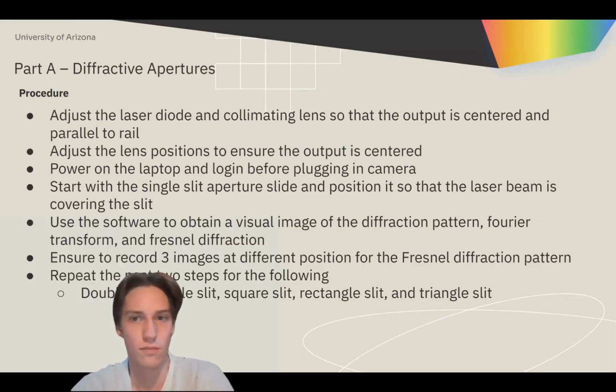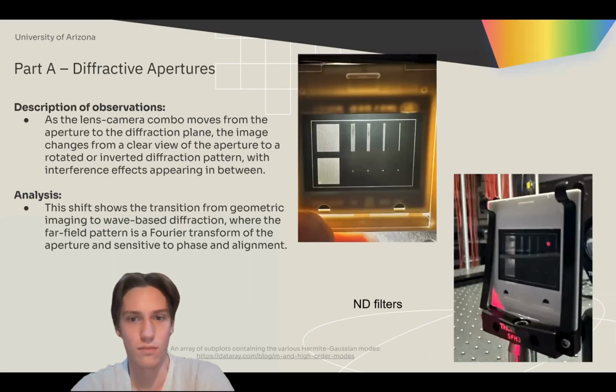If you look here, and pause whenever you want to look at it, is the procedure in which we did to collect our measurements. So what happened is that we had many different apertures, such as double slit, single slit, triangle, rectangle, square, circle, etc. And we used ND filters to get these results, as you can see on the right side. What happened is that as we moved from our diffraction position to our aperture position, there was a change, or more so a shift, and it can be seen in our results that will be shown right now.